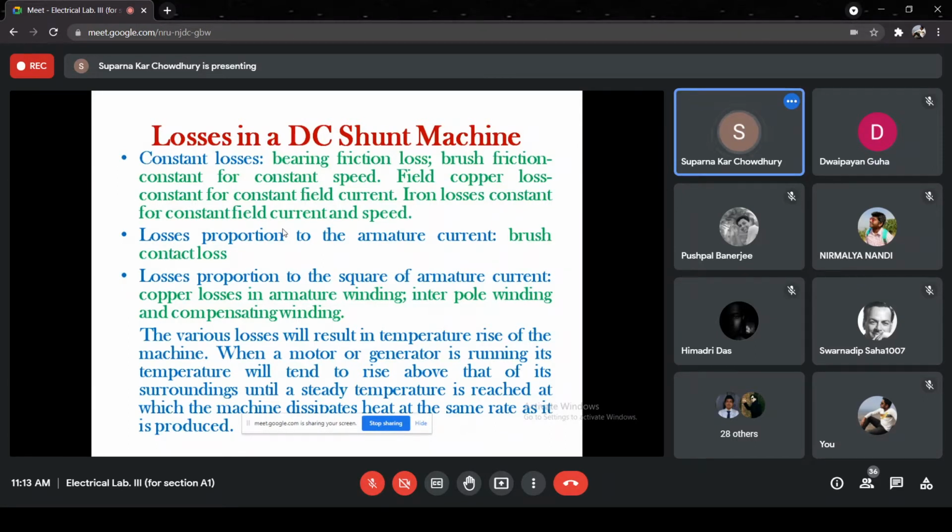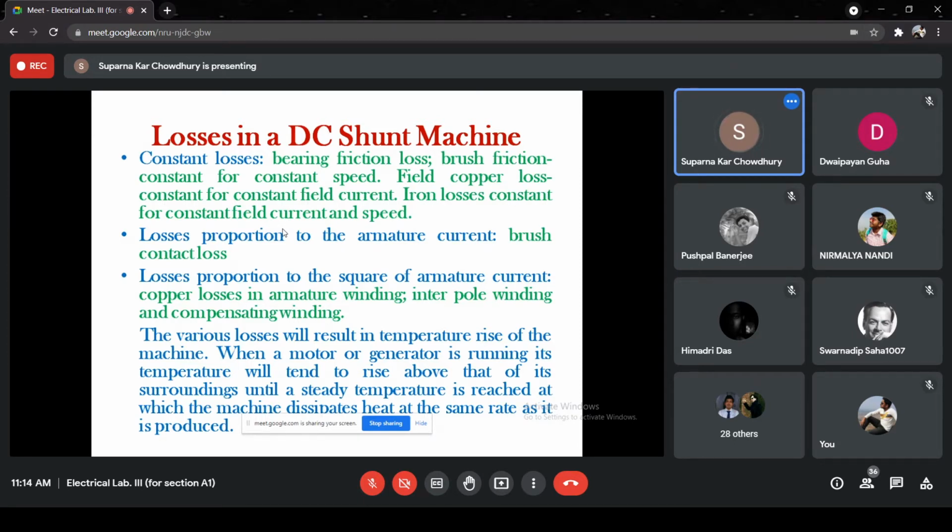Now these losses can be broadly classified into three categories. One is the constant loss. Among the constant losses, we can consider the bearing friction loss and brush friction loss constant for a particular speed. If the speed varies, this loss will vary. Then the field copper loss, we know, is the I square R loss of the field, but it will be constant if we keep the field current constant, because it is a shunt machine, so we can keep the field current constant.